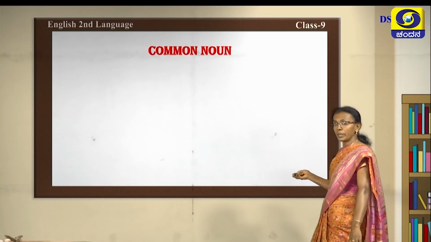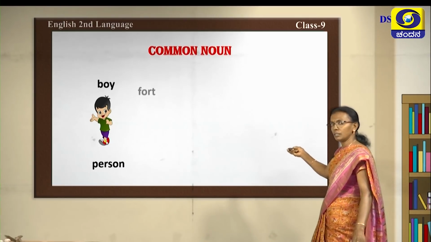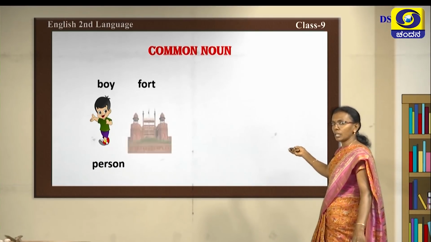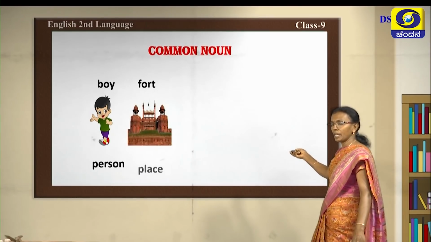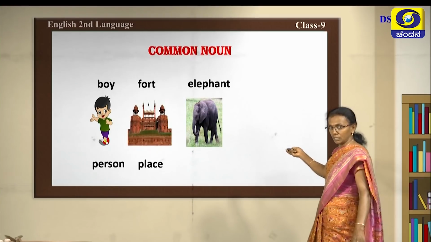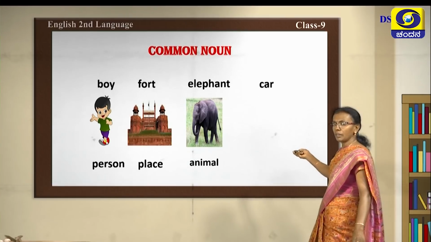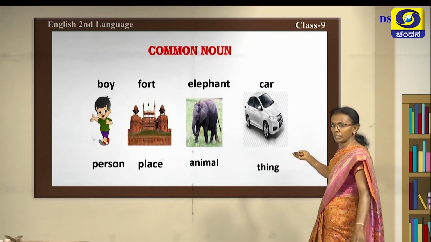This now becomes common noun. How? See, boy, you can find a boy there and he is a person. Next, fort. You can see the fort there and that becomes a place. And here the elephant, it is pictured there and that becomes an animal. And now car and that becomes a thing.